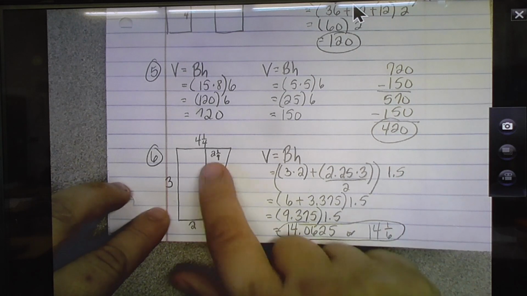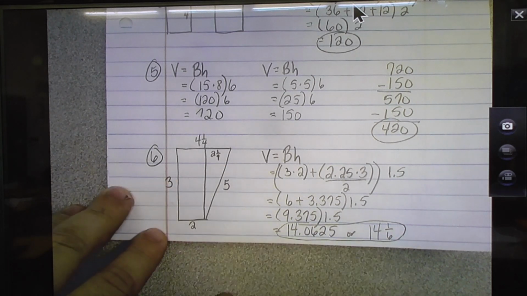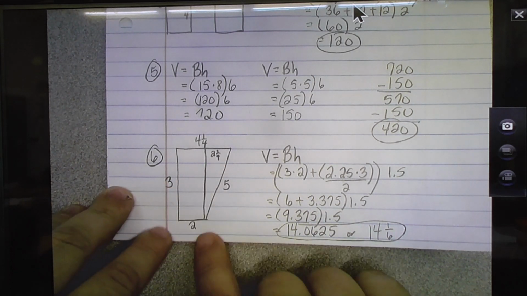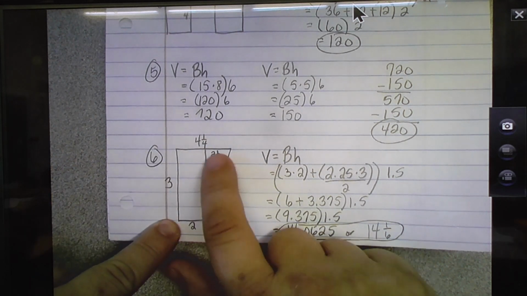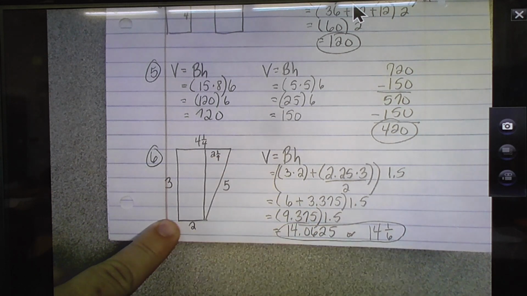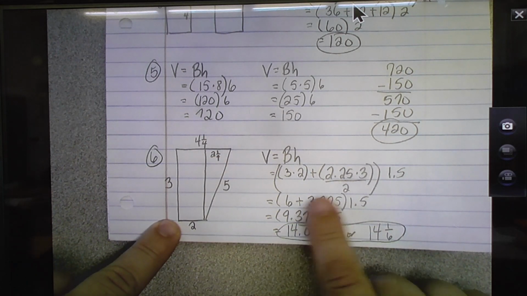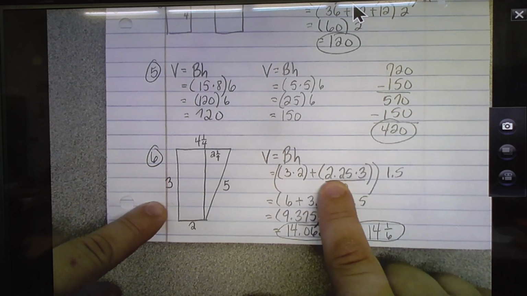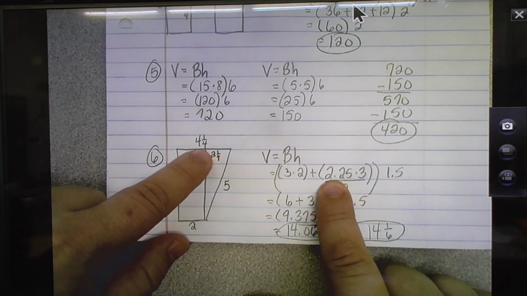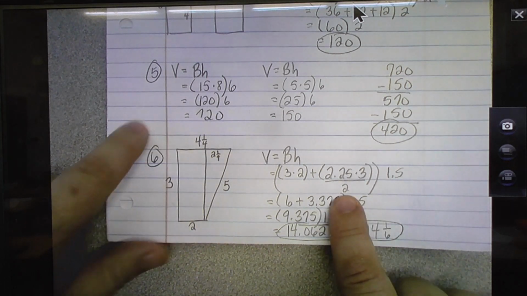So I went ahead and decomposed it into a rectangle and a triangle. If this whole thing was 4 1/4 and this piece was 2, I knew that the base of this triangle was going to be 2 1/4. And then I changed it all to decimals. So my rectangle right here is 3 and 2, and my triangle's base is 2.25, and then 3, dividing it by 2.